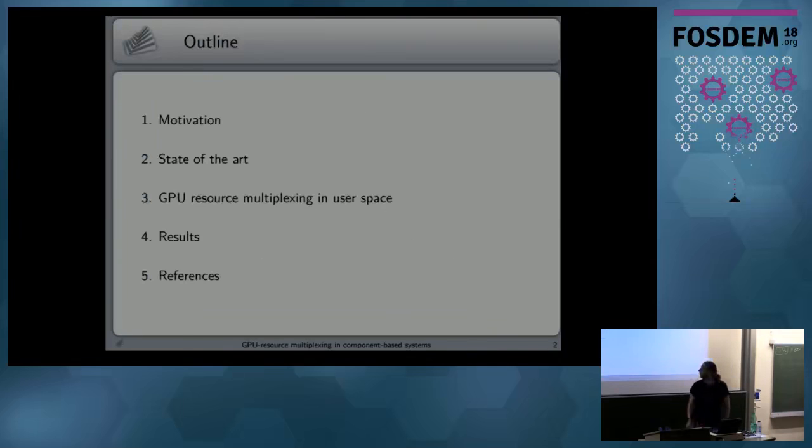So short outline, as usual, short motivation, then I try to explain what parts do we have on a GPU that need to be multiplexed and shared by multiple clients, how we do it in user space or in kernels especially, and then I'll show the results. So it's going to be a pretty straightforward talk.